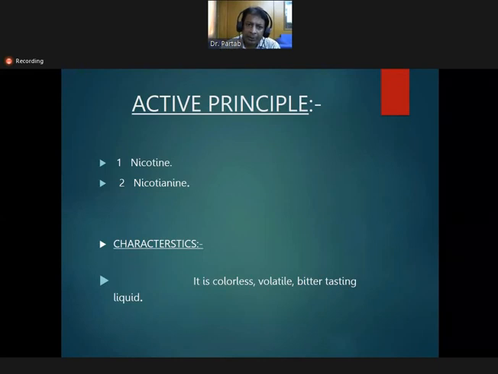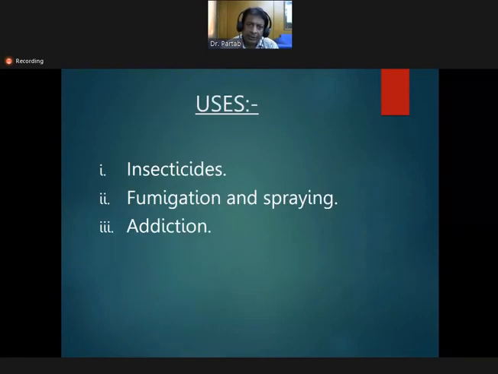Active principles: nicotine and nicotinine. Characteristics: it is a colorless, volatile, bitter-tasting liquid. It can be taken in a toxic form, in a liquid form, for the addicted person. It is commonly used as an insecticide, in fumigation and spraying. But the odor is separate, and you may not smell the odor. It is also used as insecticide, fumigation, spraying, and also in addiction.